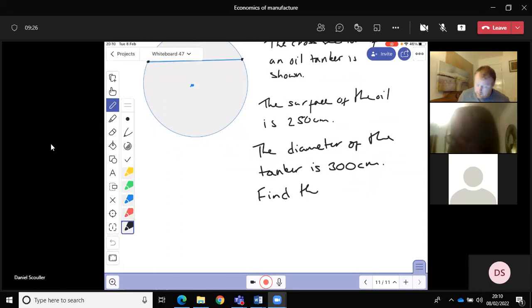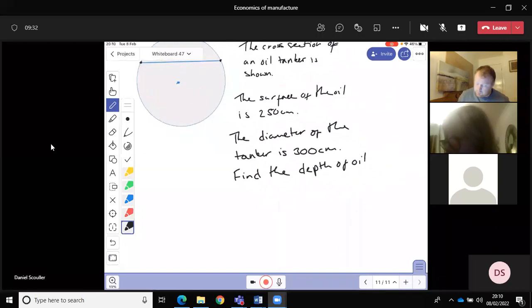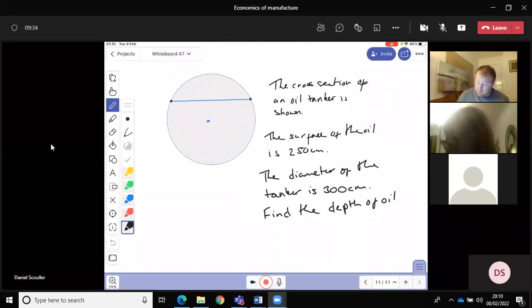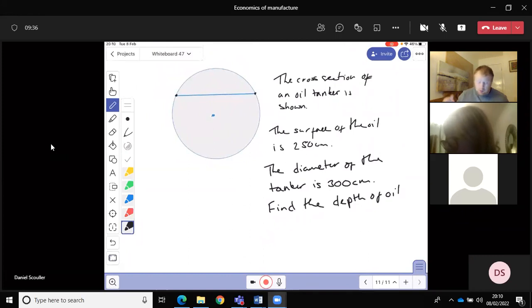Find the depth of oil in the tanker. Okay, so a lot going on there. You've been given a picture, so you'll get shown a picture in the exam. It might not be marked up with much information.